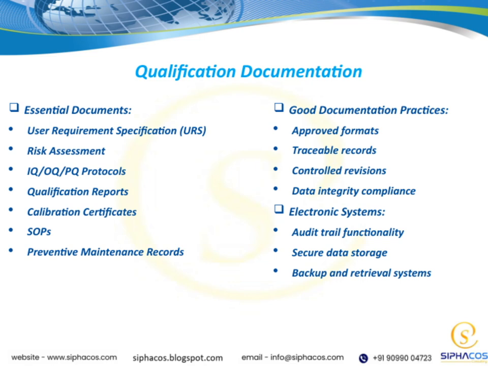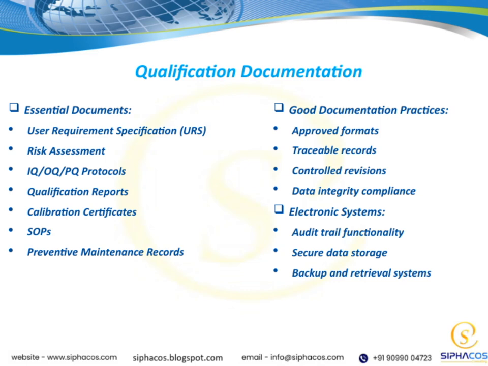Now, moving on to qualification documentation. These are the documents that verify our equipment and systems are functioning correctly and consistently. Essential documents include the user requirement specification, which defines what we need from a system or process, and the risk assessment, which helps us identify and mitigate potential issues early on.